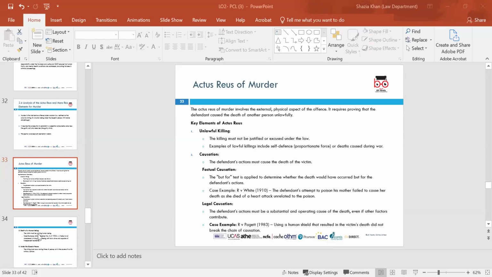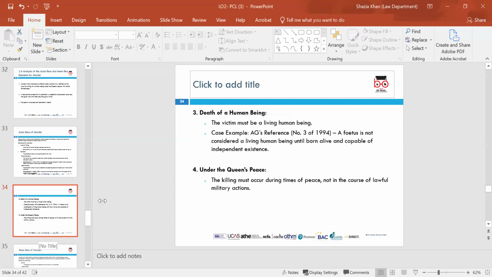The next one is the element of death of a human being, and the case of AG reference, and also under the Queen's Peace, and making sure that you're looking at the element of murder when it comes to it.